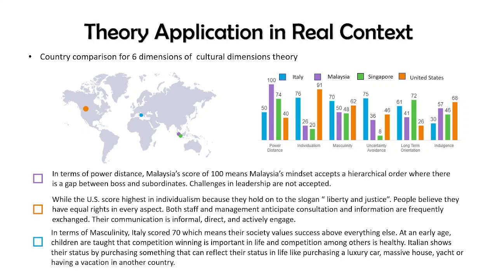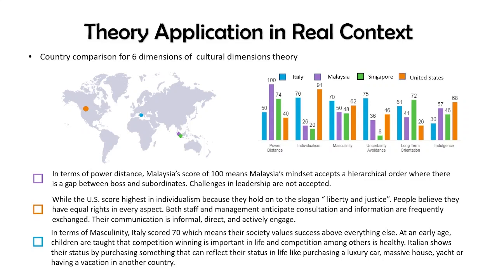While in terms of individualism, the US scores the highest, which is 91, because they hold on to the slogan liberty and justice. People believe they have an equal right in every aspect. Both staff and management anticipate consultation and information is frequently exchanged.